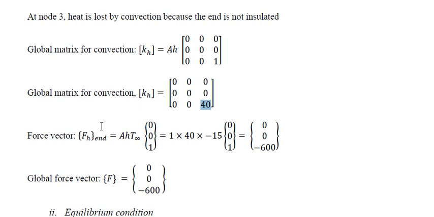This is about the convection matrix. The force due to free end convection is A into H into T infinity, in the positions 0, 0, 1. 1 is written here because the right end is having convection. T infinity is the surrounding temperature, which is minus 15 degrees centigrade. Area is 1, convective heat transfer coefficient is 40, and then minus 15 degrees centigrade. We are following degree centigrade, as given. Now this is the answer: 0, 0, minus 600 for the force vector.